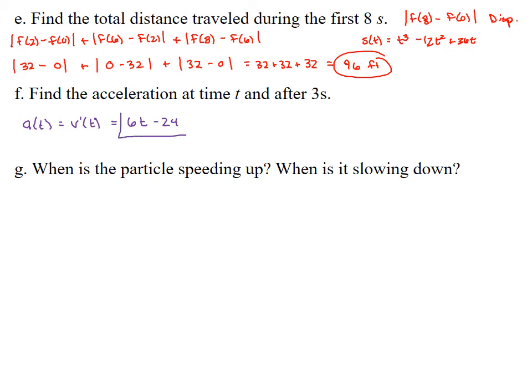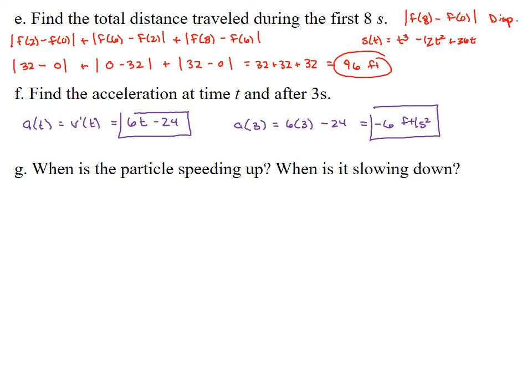So that's your acceleration. Then you've got to find the acceleration after 3 seconds. That would be 6 times 3 minus 24, which is negative 6 feet per second squared. So you've got to divide by time squared when you're doing acceleration. All right, so then part G, this is the big one. This is what we're going to do a lot of for the rest, especially the next couple of problems. When is the particle speeding up and when is it slowing down?